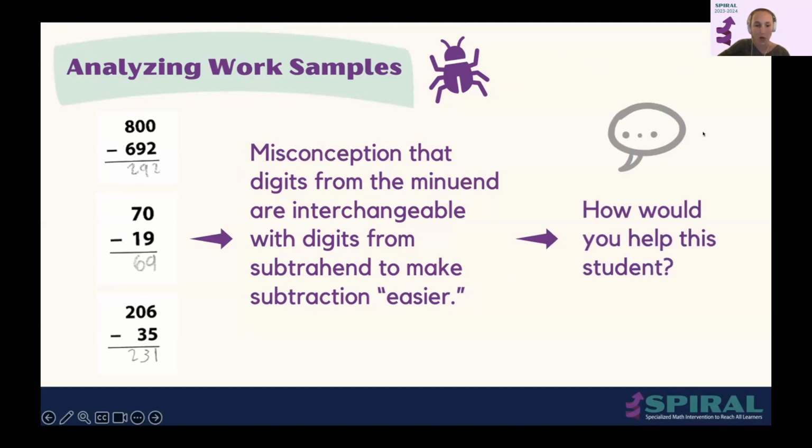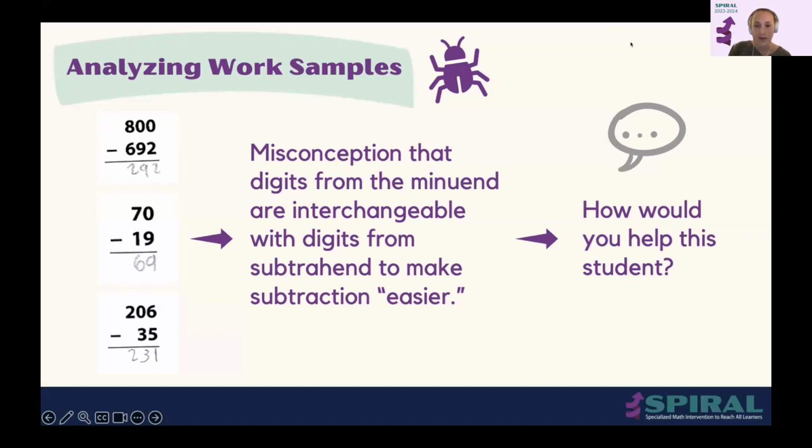How would you address this bug? Place value blocks, yeah. That's what I was thinking for sure. Models or manipulatives, absolutely. So we're bringing in multiple representations, strengthen that place value understanding. Place value mat, absolutely great strategies.